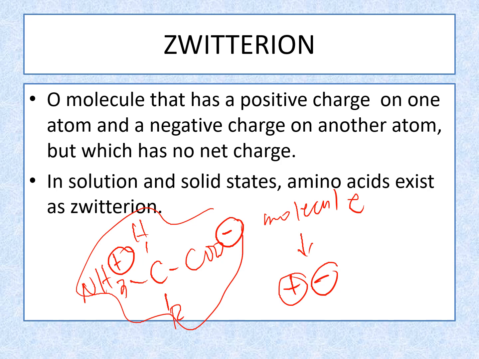A molecule that has a positive charge on one atom and a negative charge on another atom, but which has no net charge. In solution and solid states, amino acids exist as Zwitter ions. So please do take note, your amino acids carry opposite charges, positive and negative, on the carboxyl group and amino group, making the amino acid a Zwitter ion.